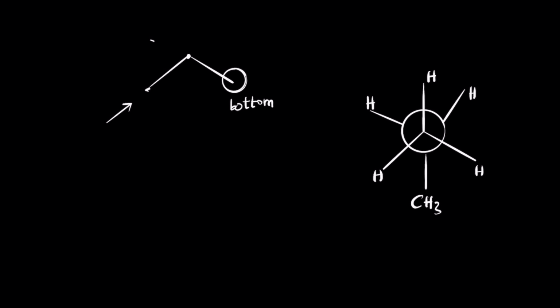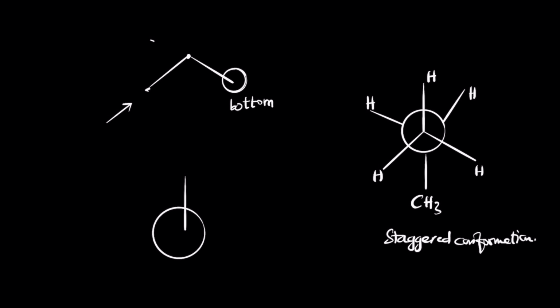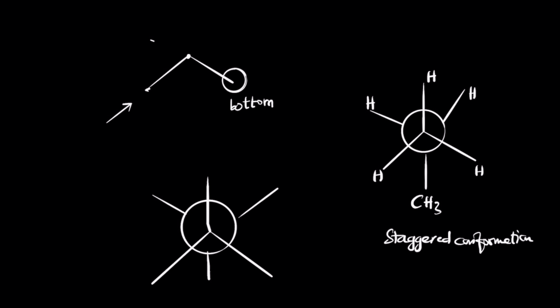So this is the Newman projection for propane. This is a staggered conformation again. So what would be the eclipsed conformation now? The eclipsed conformation is where there is no difference in the angle between the molecules.